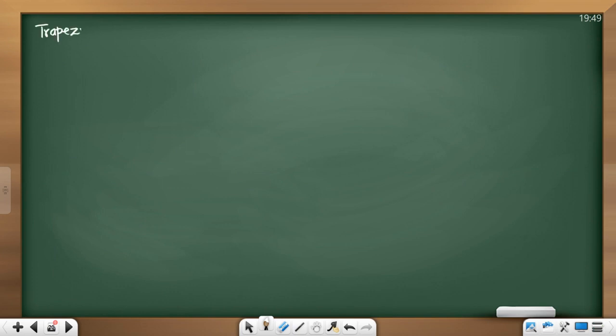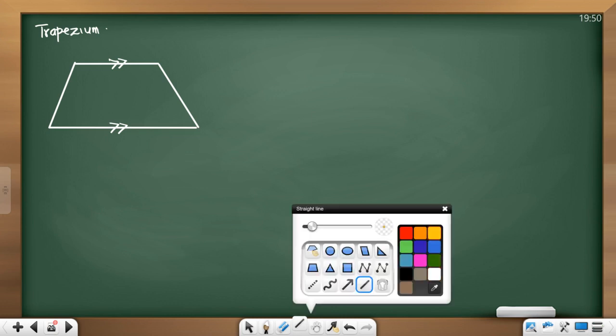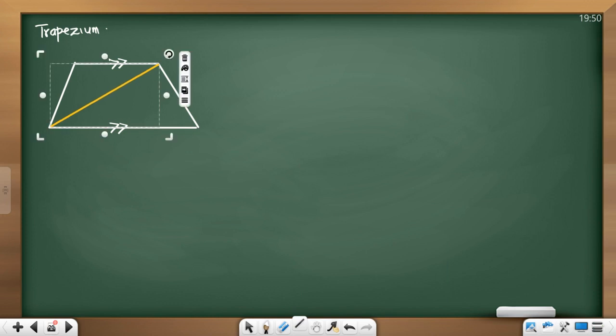Trapezium. Or people say trapezium, whichever one. Actually, trapezium sounds nicer. Now, what is the thing about a trapezium? It's a quadrilateral. However, only two opposite sides are parallel, not the four. It only has one pair of parallel opposite sides. So if I have, we can then draw our diagonal. What is it about the diagonal? Is there anything unique about the diagonal? We'll find out just now.